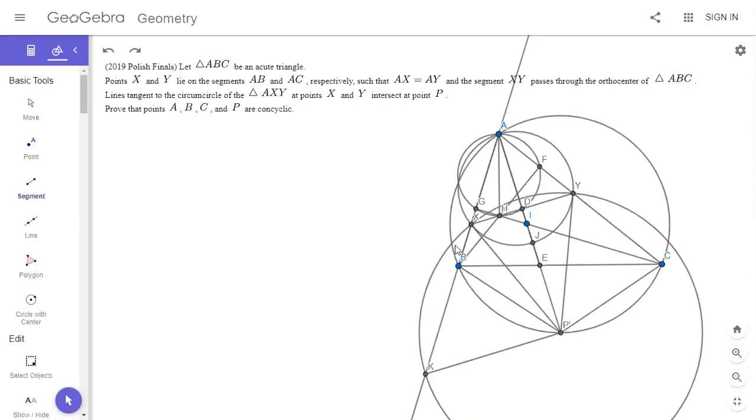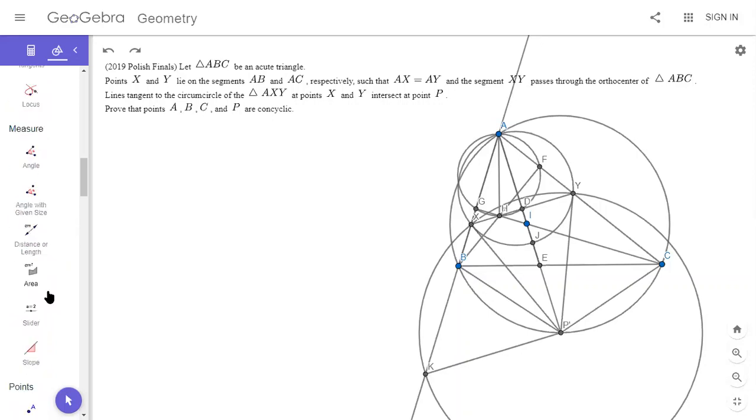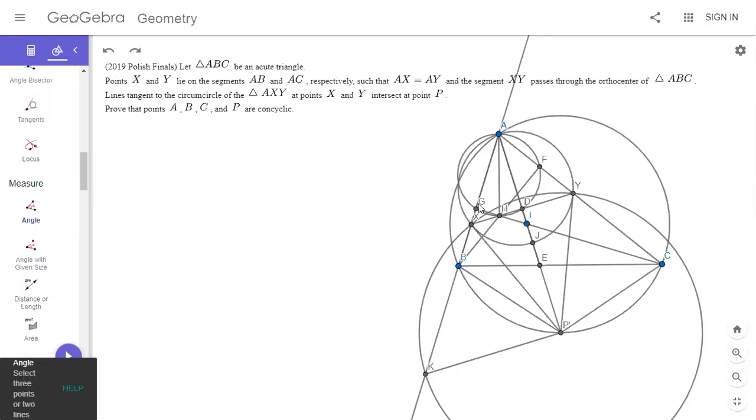So I think I have an idea. Let me check a few things. Are these triangles similar? Yes. Okay. So can we show XH over XB is HY over YC?